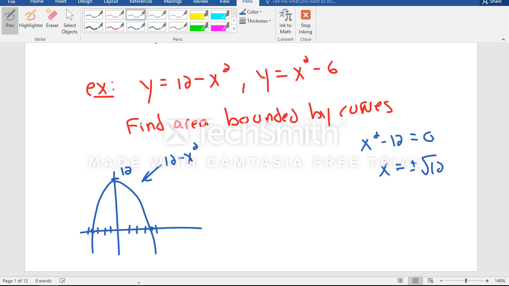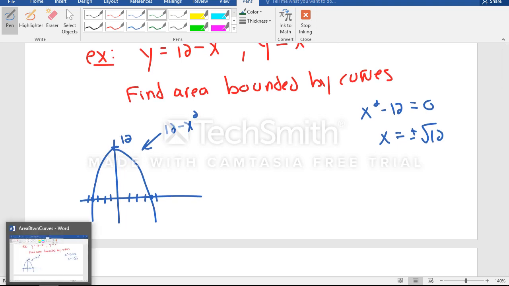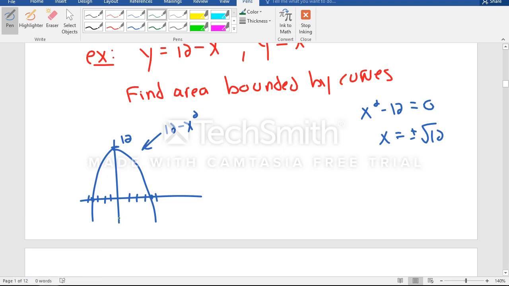All right, and then let's look at y equals x squared minus 6. So what does the graph of this look like? Here's a parabola that opens up, and it's shifted down 6 units. I didn't give myself enough room to graph here. I apologize. So shifted down 6 units, it looks roughly something like that. Okay.